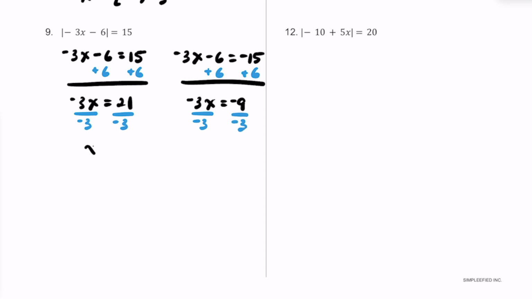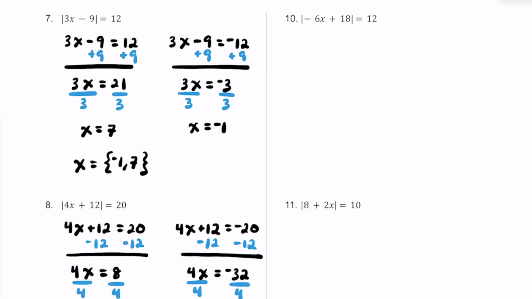So if we do that, we're going to get x is equal to negative 7, and that x is equal to positive 3. So these are going to be our two solutions. We have negative 7. That would make this equation true. And if x was 3, that would also make this equation true. Here's number 10.